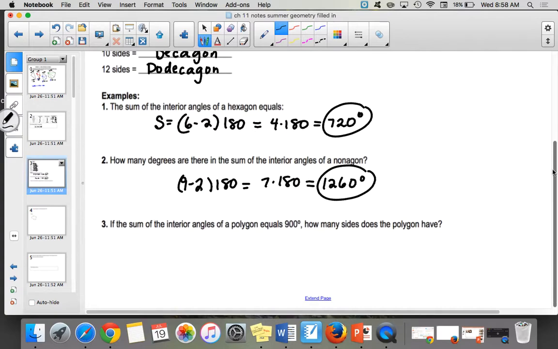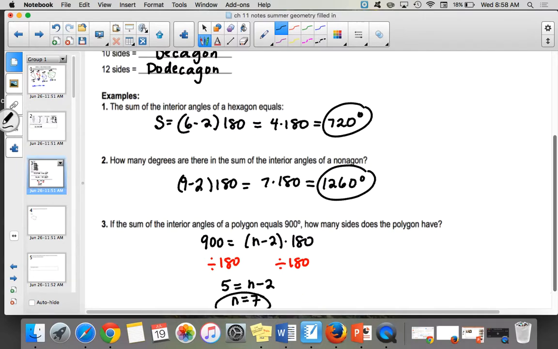So it says if the sum of the interior angles equals 900, how many sides does the polygon have? So it's saying we have 900 is equal to n minus 2 times 180. I could distribute the 180 if you want to, or I can divide the 180 over. So let's say we just divide it out to begin with. If I divide by 180, I get 5 on the left side. So 5 equals n minus 2. So I get n is equal to 7.